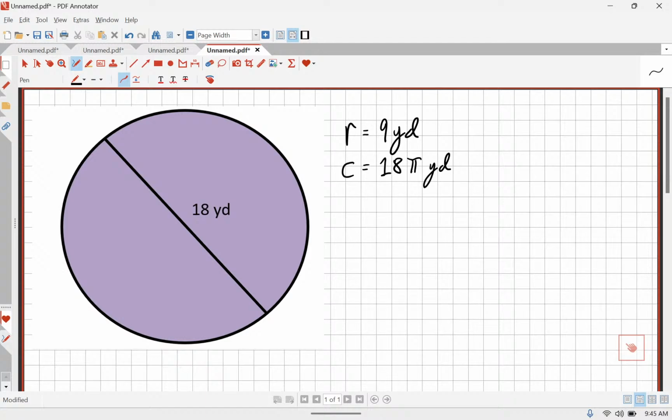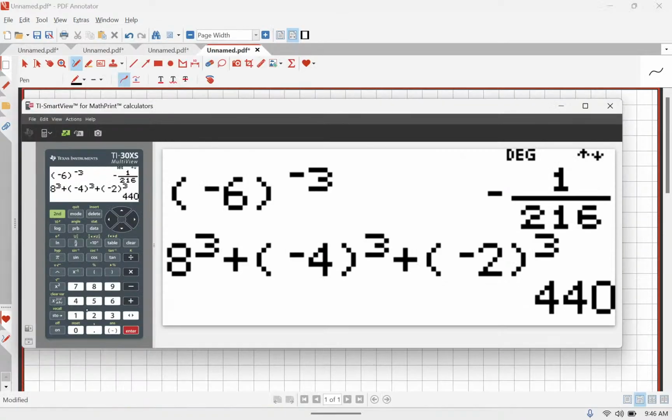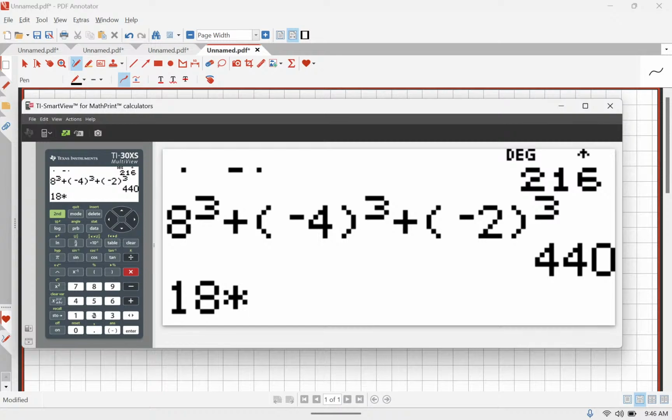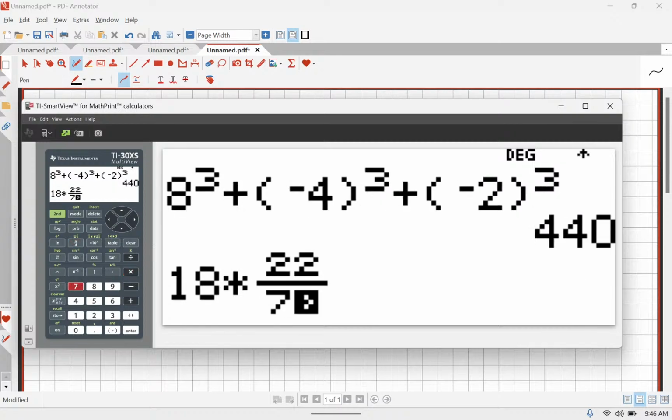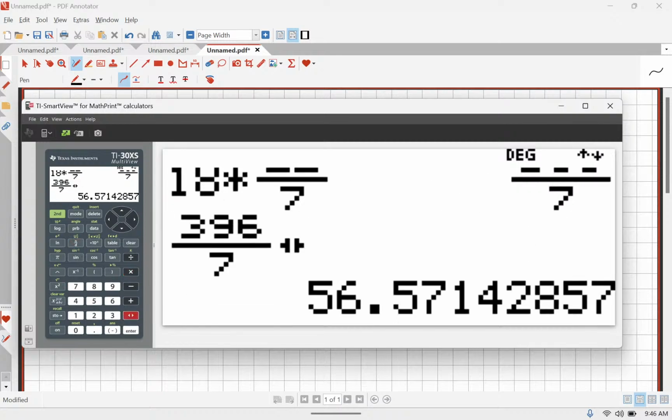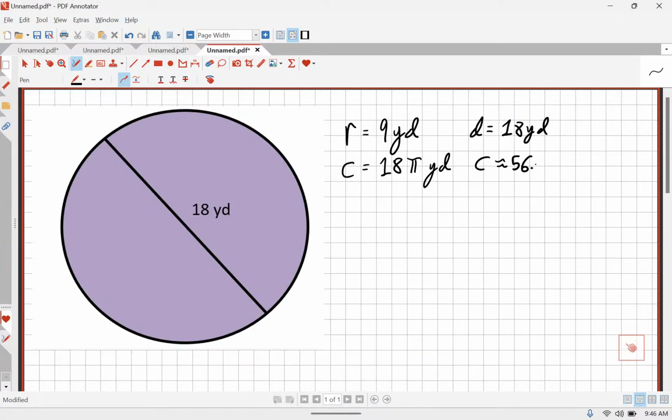By the way, you're almost there for a level 2, because if you can tell me, what's the diameter, everyone? The diameter is 18 yards, and then the circumference is approximately equal to 18 times your favorite approximation of pi, 22/7. Oops. Sometimes magic doesn't work. 56.571. You are already to a 2.